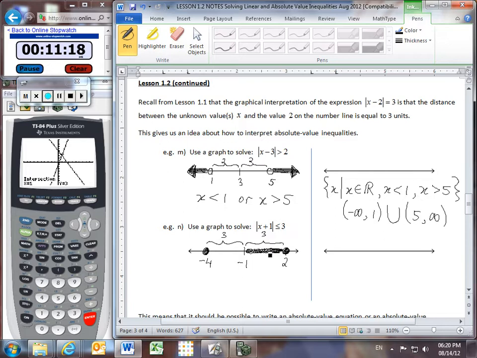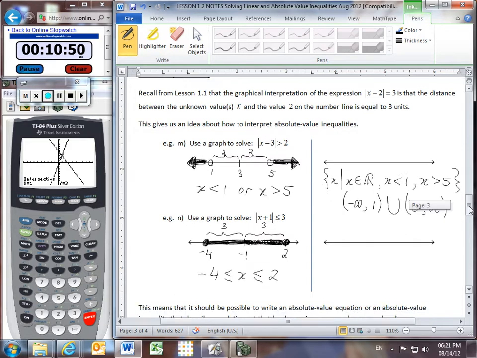In fact, I end up shading everything, including the negative 1 itself, because that would be a situation where my distance away from negative 1 is equal to 0 units, and that, of course, is less than or equal to 3. I can clearly see that my value is negative 4 is less than or equal to x is less than or equal to 2. And I'm not going to bother with set builder notation or interval notation anymore. I think you've got the idea.